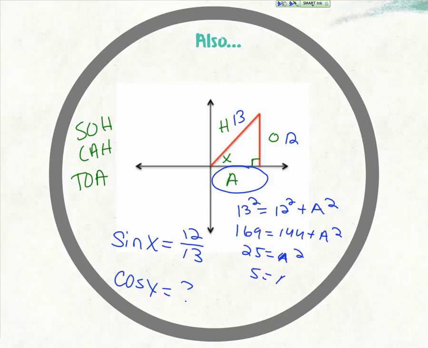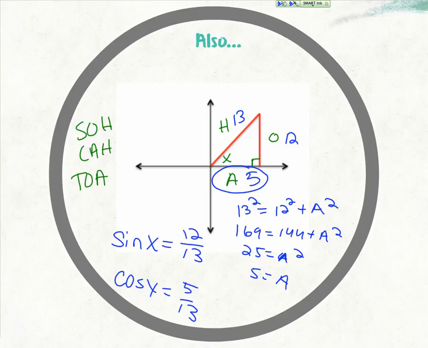So 5 equals a for that adjacent side. So then we can just go ahead and say that that is 5/13. So that's one way to do this.